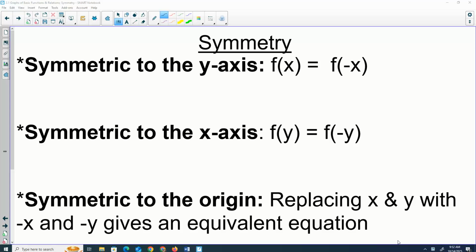A line of symmetry. It's just a line you can fold your graph over, and it's the same on both sides. If something is symmetric to the y-axis, that's the first one I have here. That means if I took my graph and I folded it over the y-axis, it's the same on both sides.